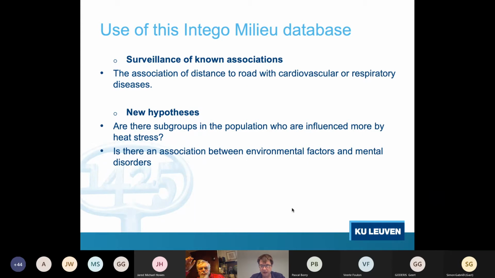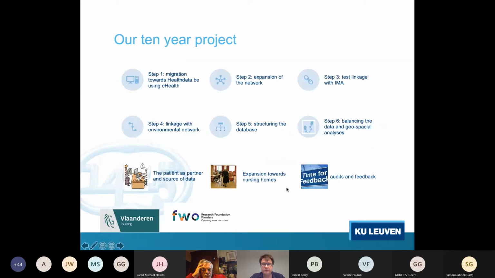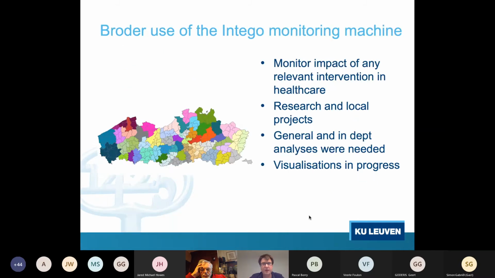For instance, looking at the subgroups of patients who are more influenced by heat stress than others, or that recently started a PhD on that topic, looking at the association between different environmental factors and mental disorders. So again, our 10-year project, I'll explain a lot about the linkage with environmental projects, with the environmental network, but know that we are working on several other parts of the map as well.